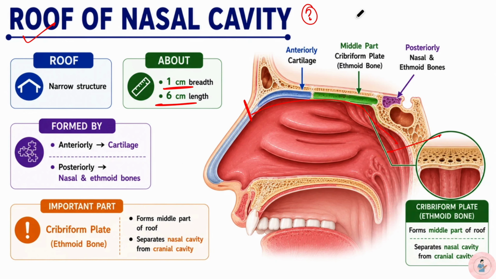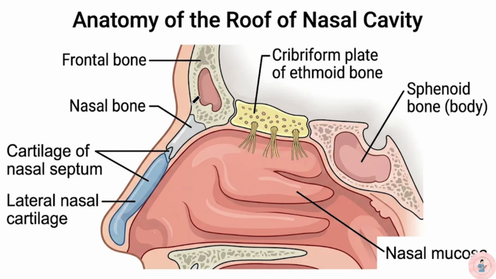What is the function of the roof? It separates the cranial cavity from the nasal cavity. What is the cranial cavity? The cavity of the brain. So its function is to separate the nasal cavity and cranial cavity. It also prevents infection from travelling from the nose to the brain. Fine. The roof of the nasal cavity is divided into three main parts: the anterior, middle, and posterior parts.